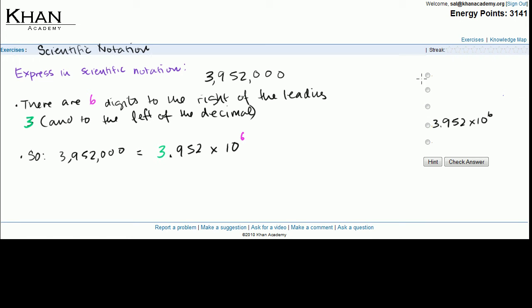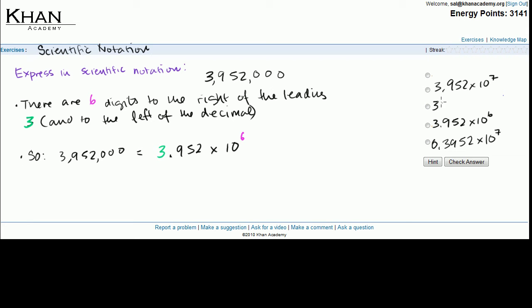And we could do different variations, 3.952 times 10 to the, maybe they count that number, 10 to the 7th. And maybe they want to put the decimal in front, so 0.3952 times 10 to the, and this would actually be the same, this would actually be an accurate answer. It is the same number, it's just not in scientific notation, because this number right here is less than 1.